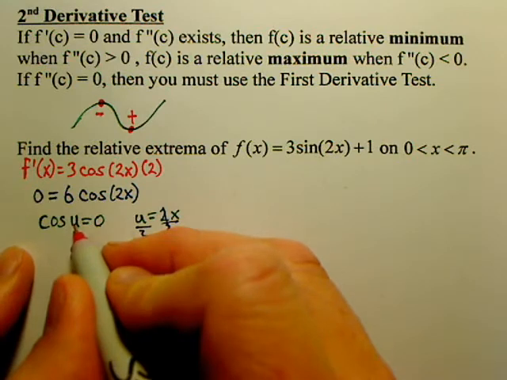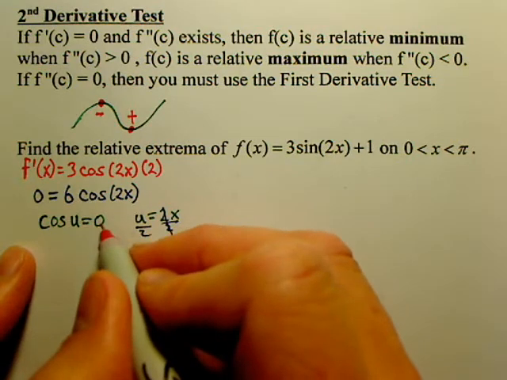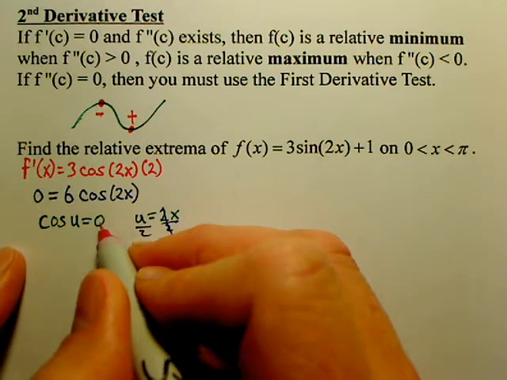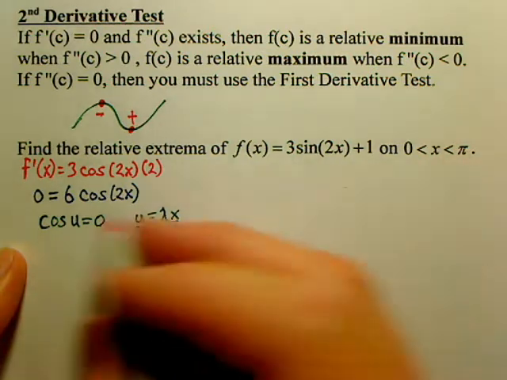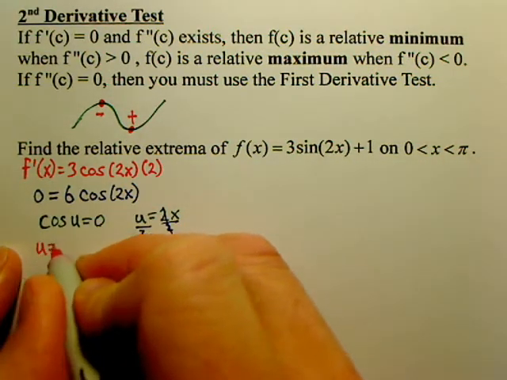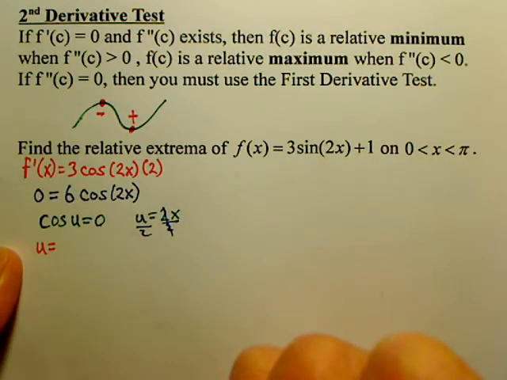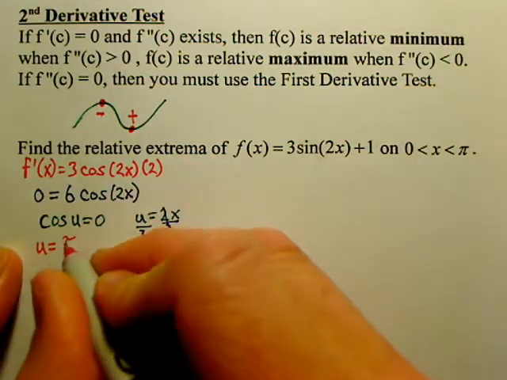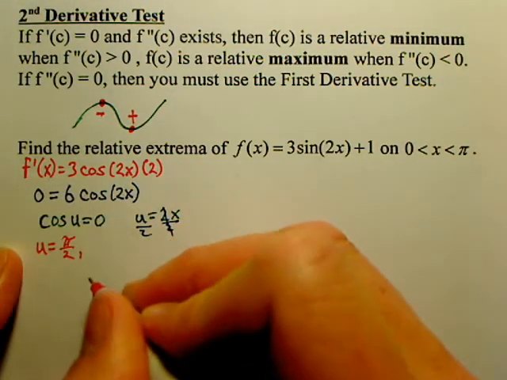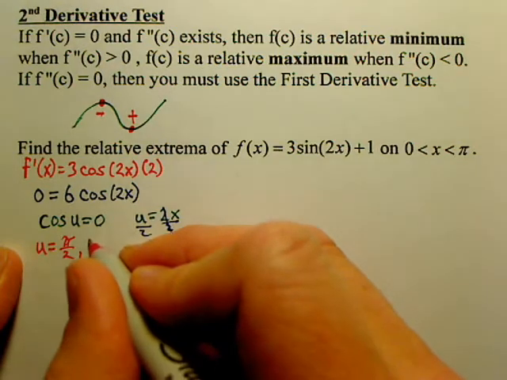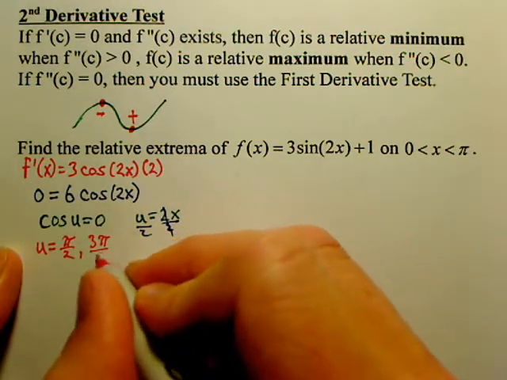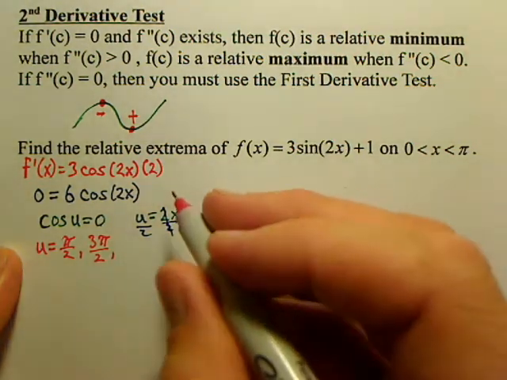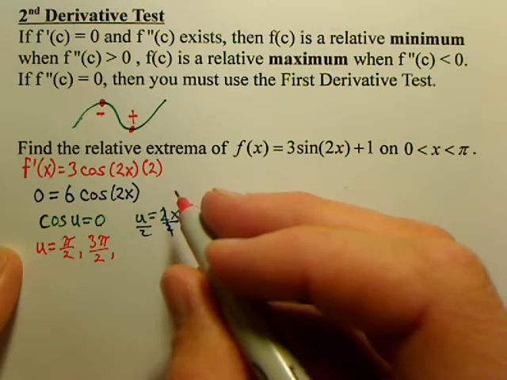Because for me, if I use my unit circle, when is cosine equal to 0 on this interval? Well, u is going to be what values? Think about the unit circle. Where is cosine 0? Wouldn't that be at pi over 2? And then next it would be 3 pi over 2. And then if you keep going, it would be what?